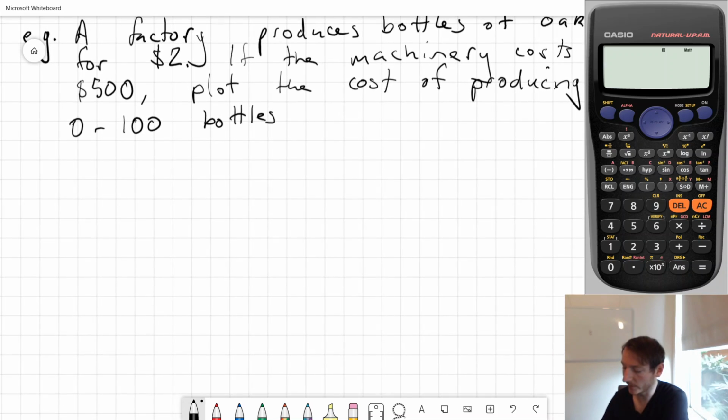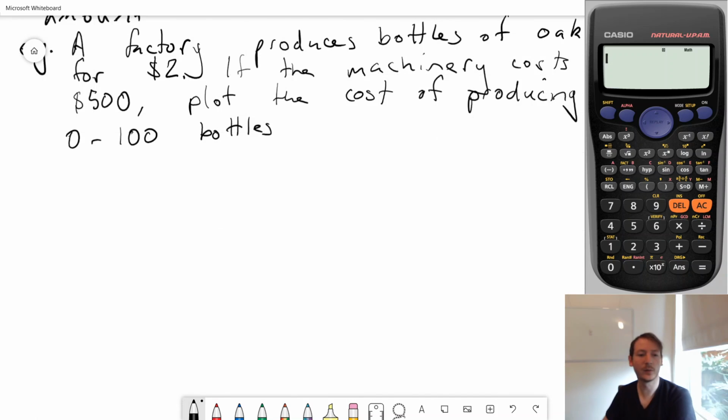Now, a couple of ways we can do this. Whenever we're graphing, we can think table of values. We don't really have an equation here, but it's not too hard to work it out in our heads anyway. Or we can be thinking y-intercept and gradient. So let's do both of those here. So y-intercept is the starting amount, so y-intercept we call c, and gradient is cost per bottle, so m.